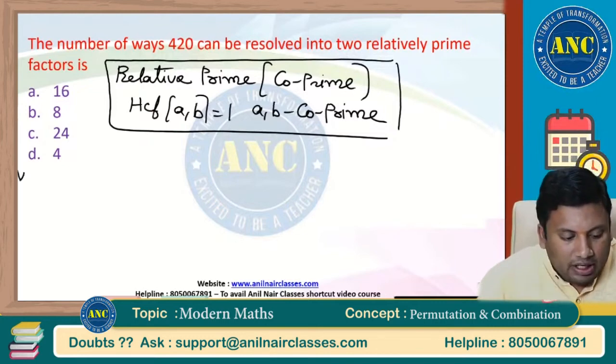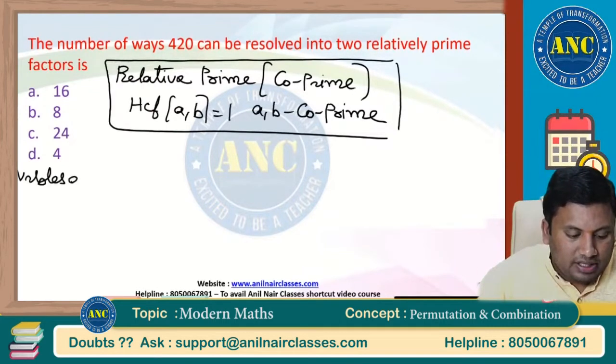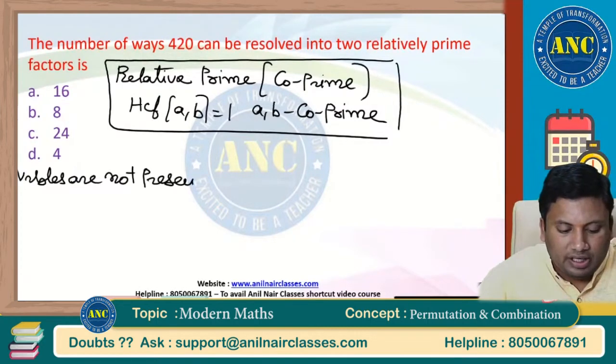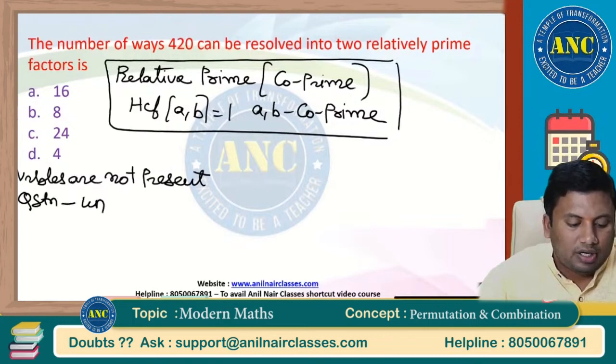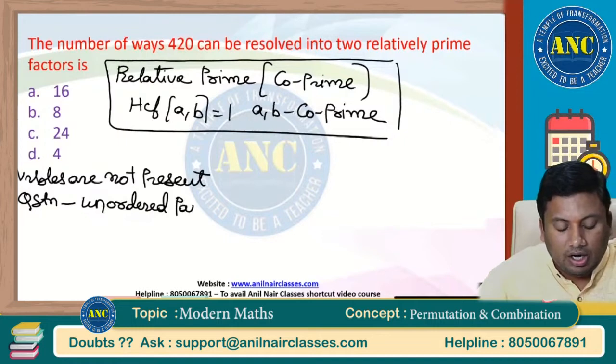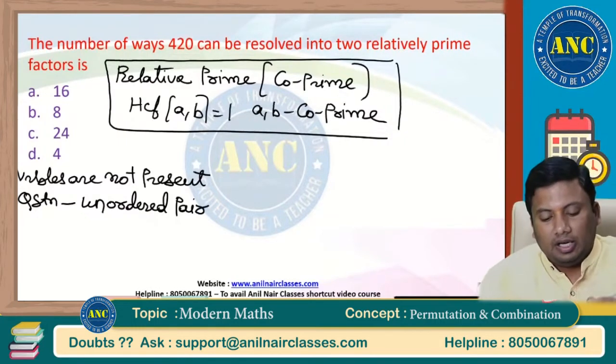Next one. If the variables are not present in the question, then it is an unordered pair.